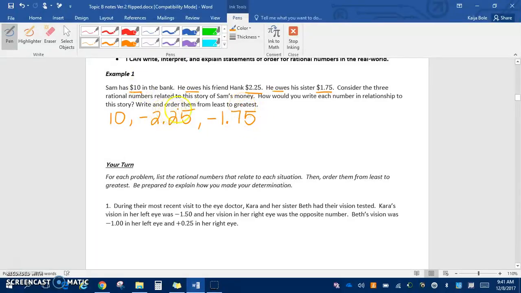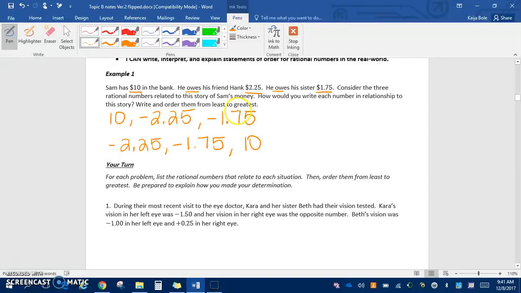Then it asks us to order them from least to greatest. So the smallest number, think about the negatives here, would be the negative 2.25, and then we'd have negative 1.75, and then our biggest number, of course, would be the only positive, which is 10.